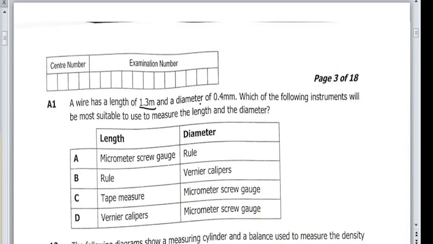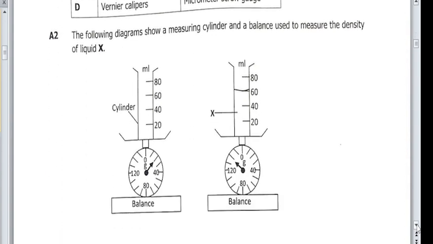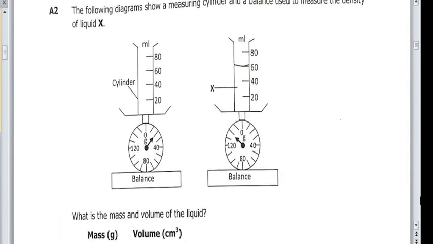Then in order for us to measure a diameter of 0.4 millimeters, this is a very small diameter. So for this diameter, we can use a micrometer screw gauge. So our answer here is choice C. For the length, we use a tape measure, then we use a micrometer screw gauge for the diameter. Alright, we proceed. There is another question here, question 2.